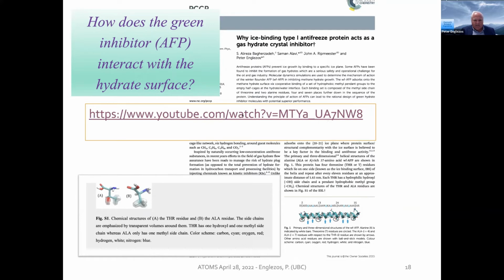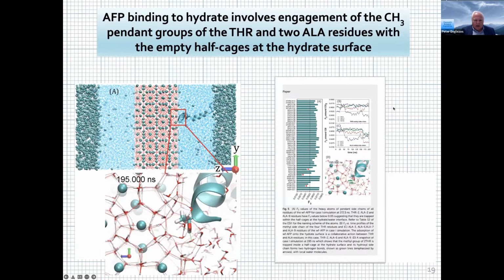So you can see the pendant methyl group inside this half empty cage. So this is what happens. The presence of antifreeze protein somehow deceives the growing hydrate crystal, and it prevents the mass transfer of water and methane molecules to the growing hydrate cells. And we believe that's the blocking mechanism by which the antifreeze protein does inhibit hydrate formation. And this is also shown here in this image, where the methyl pendant group is inside the half empty cage.